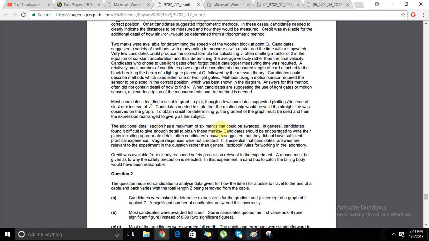An additional detail section had a maximum of 6 marks that could be awarded. In general, candidates found it difficult to give enough detail to obtain these. And these candidates should be encouraged to write their plans including appropriate detail. Yep. And a reason for the safety precaution ought to be given.